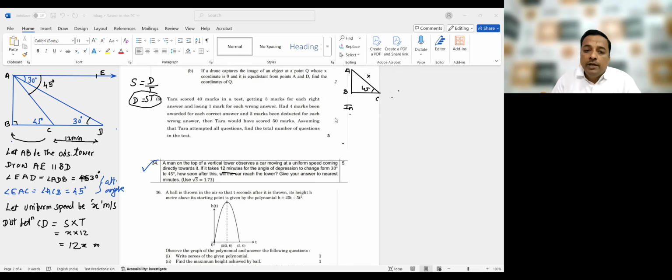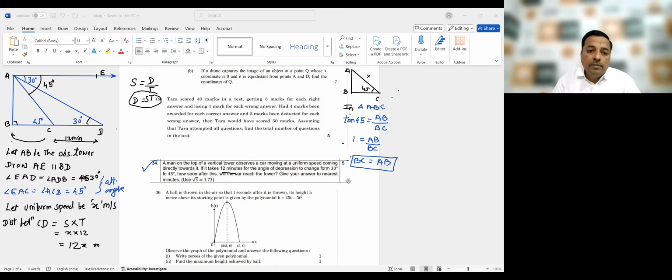So in triangle ABC, tan 45, tan is equal to perpendicular side upon base, means opposite side upon base. That one is AB upon BC. We know tan 45 is 1. So AB upon BC equals 1. So whenever we shift that side, then it becomes BC is equal to AB. Okay. Now we know that BC and AB are equal.